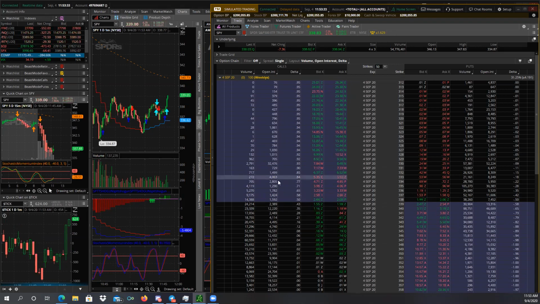On the left-hand side, you see the upper shadow is purple, and the lower half is black. The purple ones are considered in the money stock options. When they're out of the money, they're going to be black. What makes an option in the money or out of the money?